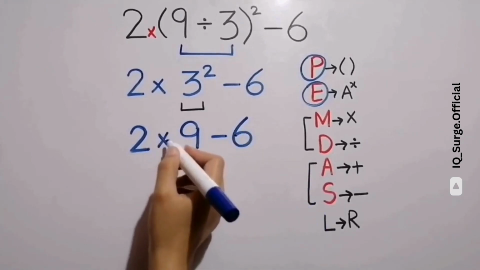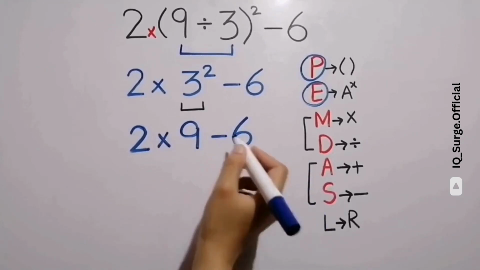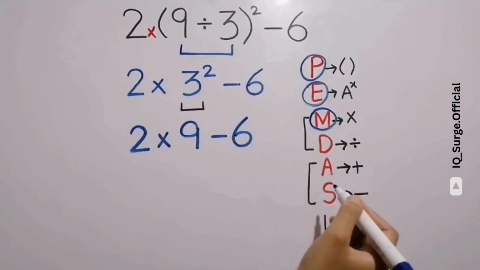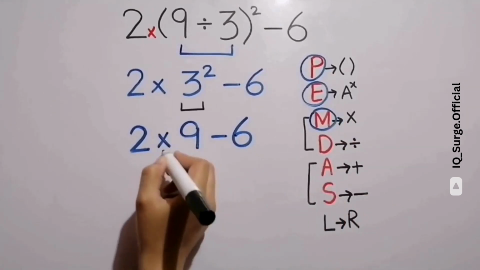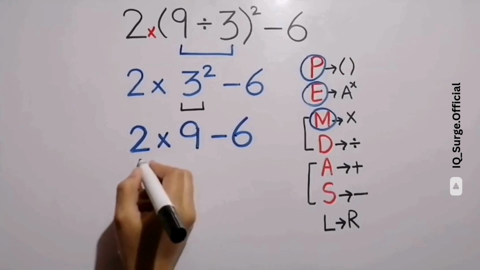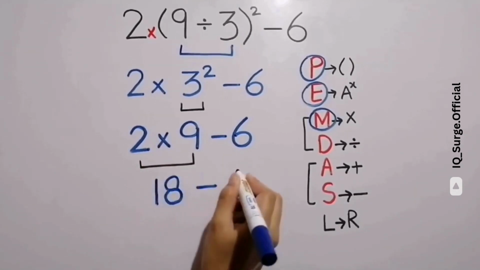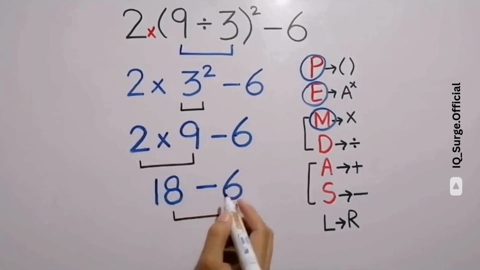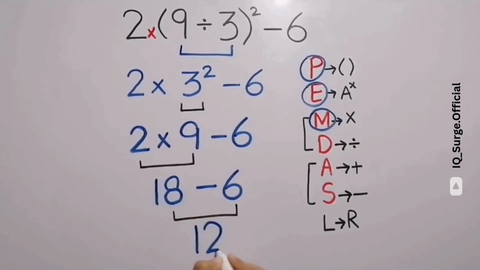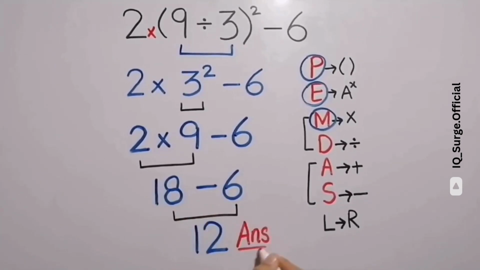Now we have multiplication and subtraction, as multiplication comes before subtraction. So, first we do multiplication between 2 and 9. And rewrite this expression as 2 times 9 equals 18, and then minus 6. Finally 18 minus 6 equals 12, and this is the final answer to this expression.